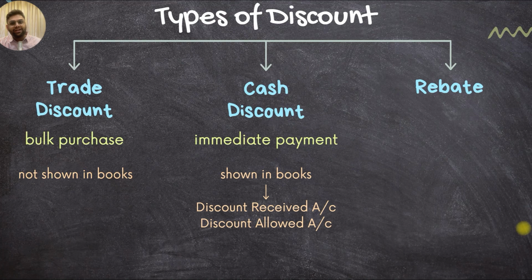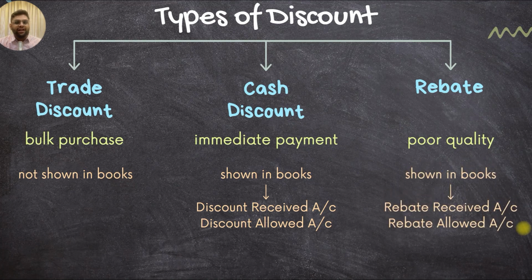Moving on, the third type of discount is called rebate. The discount because of poor quality or defective goods is called rebate. Rebate is shown in the books of accounts, and just like cash discount, we create a rebate received account and rebate allowed account. Please take a screenshot of this slide for quick last-minute revision before the exam.